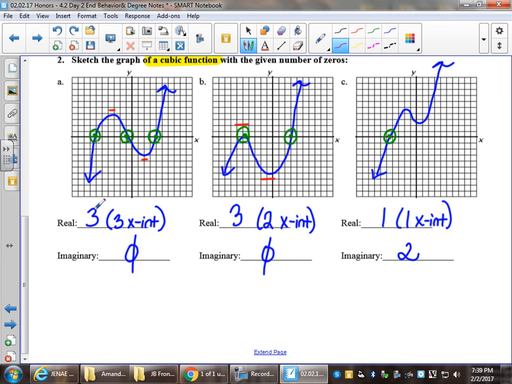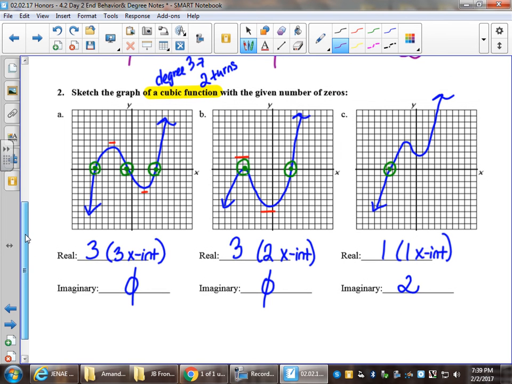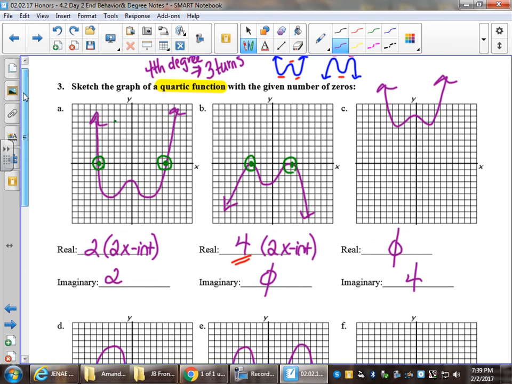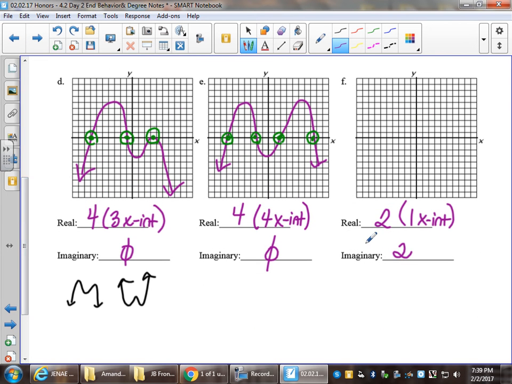we had a max of 3. If there was 3 real, none. If there's only 1 real, automatically 2 imaginary. So it adds to the degree. So coming back to our last example, this is a degree 4 polynomial, so I should have 4 zeros.